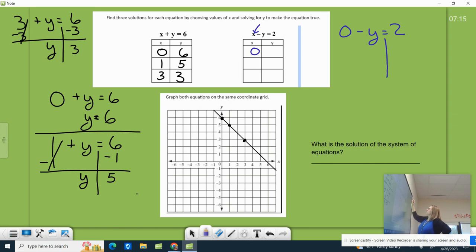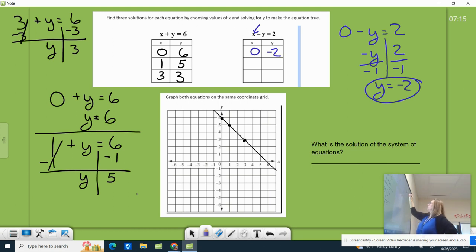Oh, this one's a little more tricky. So I have negative y equals 2. I don't want to know what negative y equals. I want to know what y equals. So I need to do one step. I need to divide by negative 1. So y is going to equal negative 2.